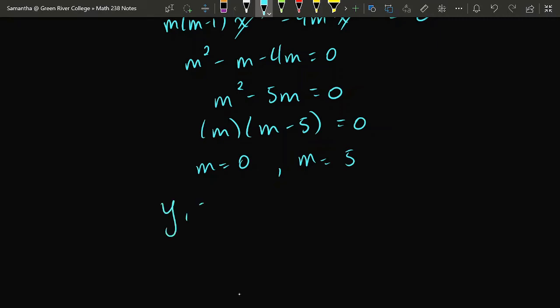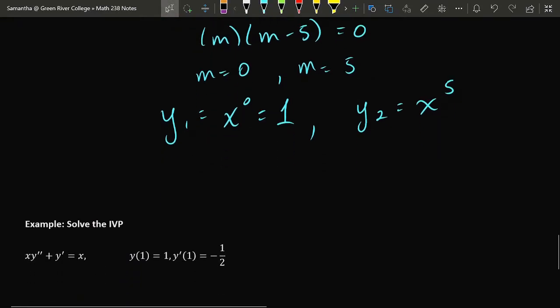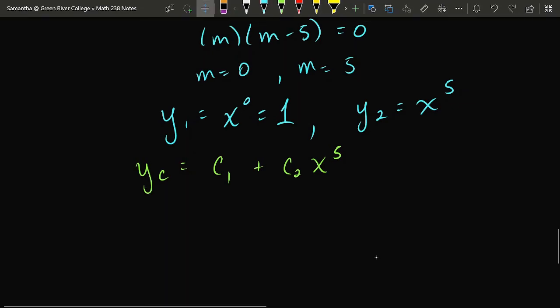So y1 is just x to the 0, which is the constant number 1, and y2 is equal to x to the power 5. That gets us a complementary solution of the form c1 times 1 plus c2 times x to the 5th power. Step 2, let's find our particular solution.